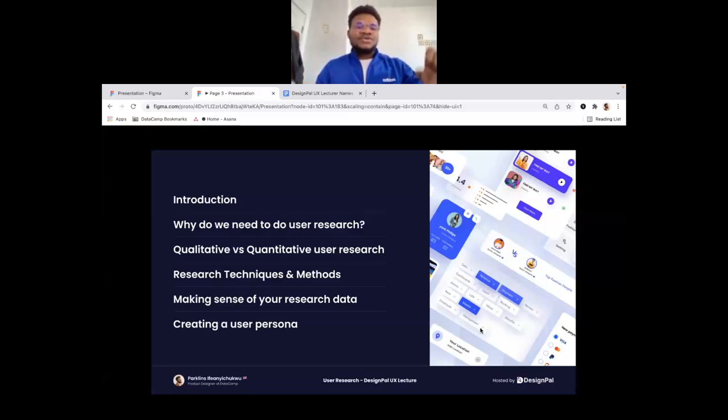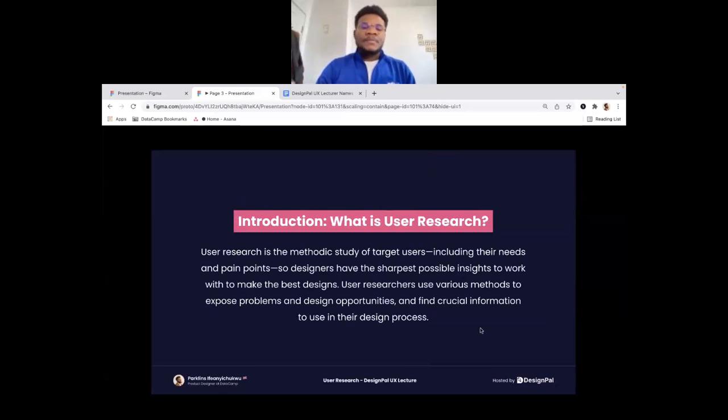We have the introduction to user research, and then I'll talk to you about why we need user research and its importance, then qualitative and quantitative user research, then research techniques and methods, and how to make sense of the research data that you get right after the research process is done, and finally, creating a user persona. So to begin, what is user research?